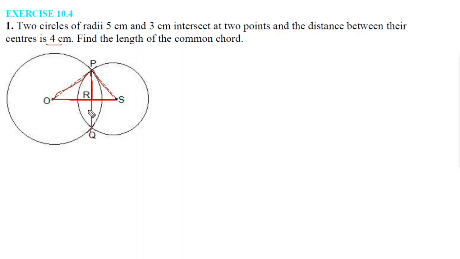In order to find PQ, first if we can find this angle, or if we can prove that this angle is 90 degrees, then what will happen? PQ is a chord and OR is perpendicular to PQ, therefore point R will be the midpoint of PQ. And if we can prove this angle is 90 degrees, then we can also find the length of PR. If we find the length of PR, then we can find the length of PQ, as PR is half of PQ. So now let's move to the solution stage.